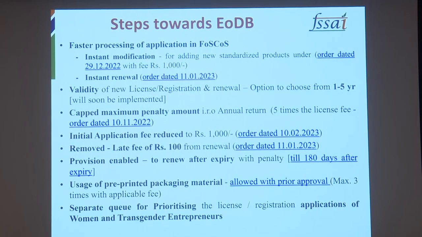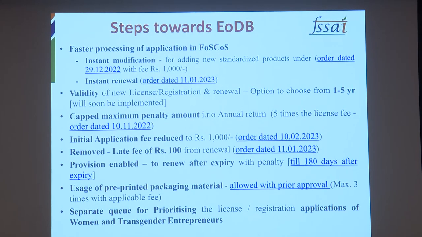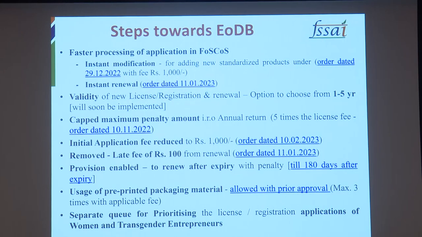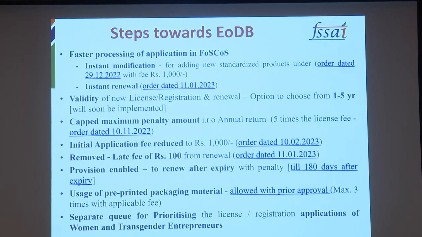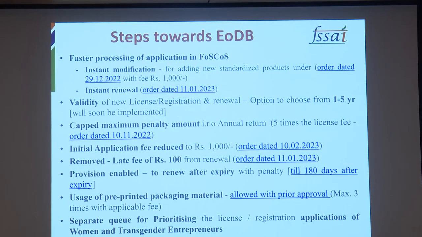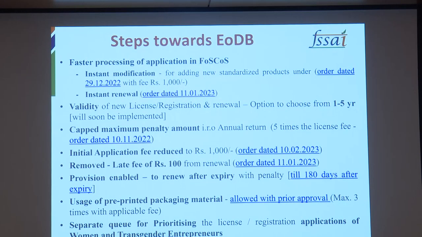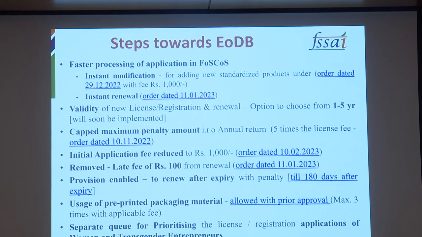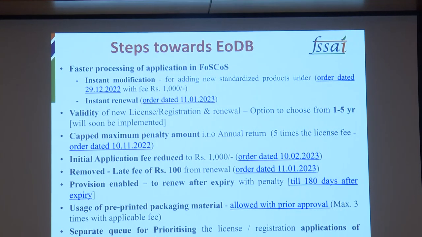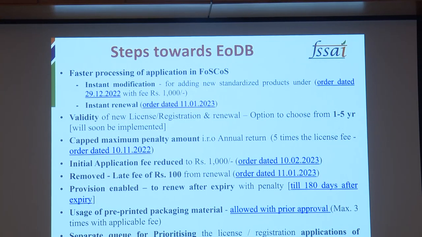Then instant renewal, which we have rolled out since 11th of January 2023. That means businesses do not require the approval of authorities even for renewing their licenses. They have to declare the compliance as per the inspection checklist applicable to their business. This checklist is the same one that our Food Safety Officer comes with at the time of inspection, so it helps you recall whether you are complying with those points or not. You have to declare whether you are compliant, partially compliant or non-compliant, and after paying the renewal fee, your license will be instantly renewed. Within 14 days, it comes with a notice: whatever non-compliance you have declared, you have to become compliant with those points also.